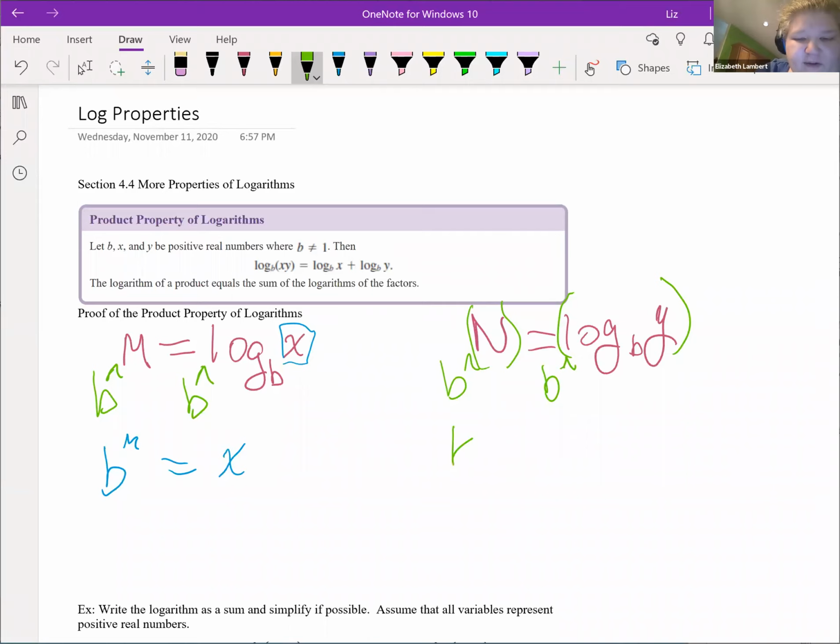All right, so now we have b to the n equals, and again, we get that undo of each other, gone, and just y. All right. So now I want to know, so I have what x is and I have what y is. And if I look, well, it's a little bit different, but now we're going to look at the product of those two.